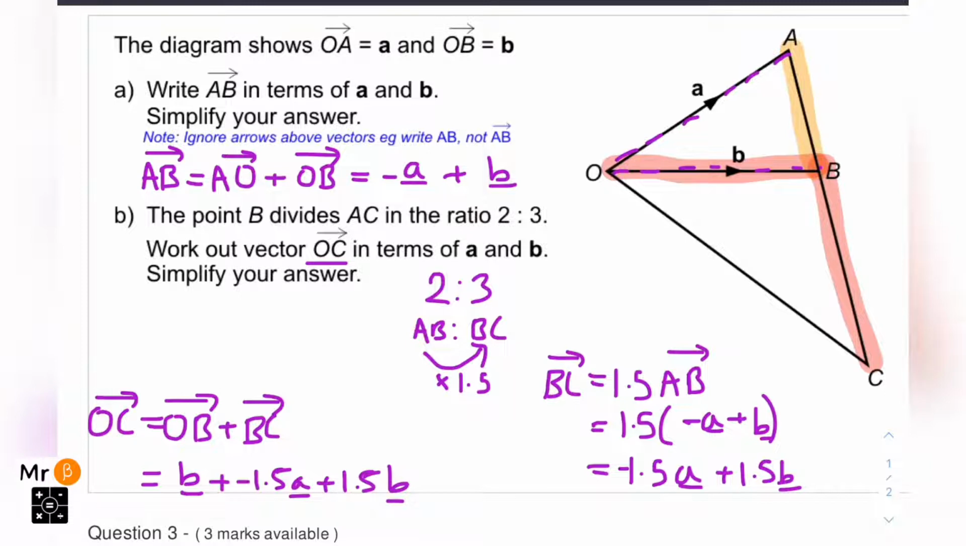All we've got to do now is just collect our vectors together. So we have got, and this may help, if you put the imaginary 1 there, we've got 1b plus 1.5b, which is a total of 2.5b. And then we have got this minus 1.5a.